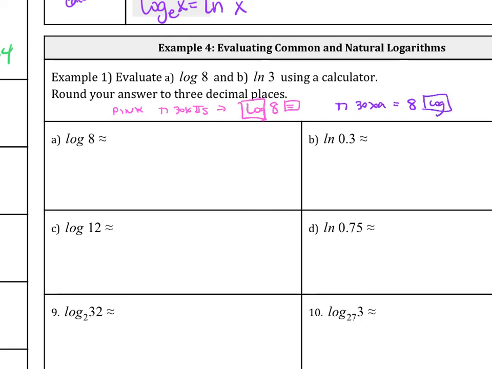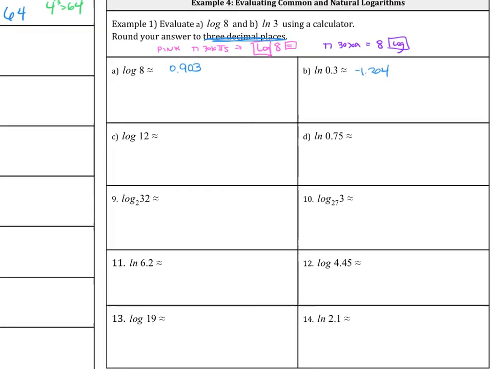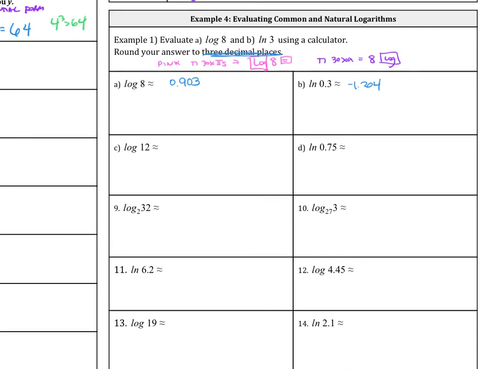So you're going to go ahead and do that, and you're going to round to 3 decimal places for each of these, so knowing how to use a calculator. If you plug in log of 8, you should get 0.903. Then letter B, natural log. Make sure you press the actual natural log button. When you do that, you get negative 1.204. So try the rest of these, and please ignore number 9 because you can do that without a calculator. You could use a calculator, but hopefully you know how to do that without one. So try the rest of these.